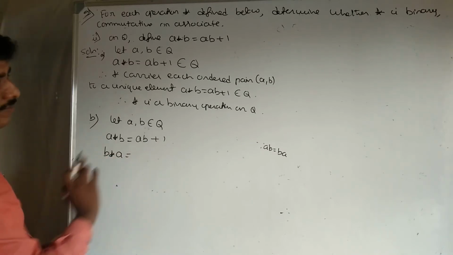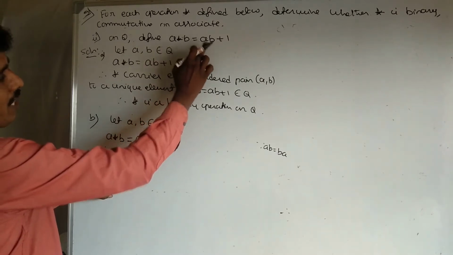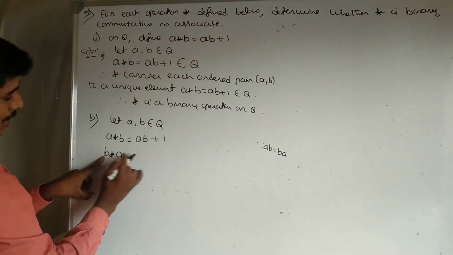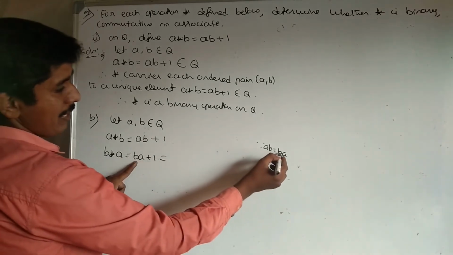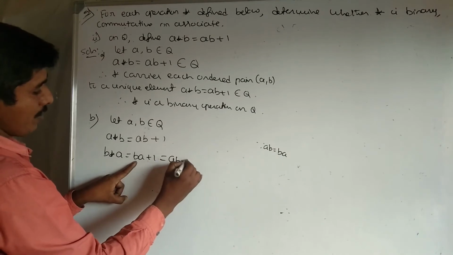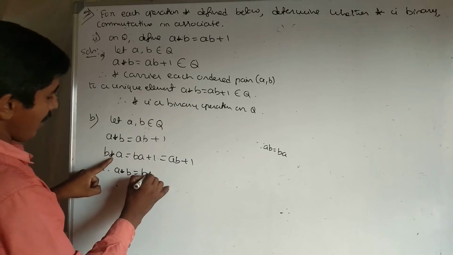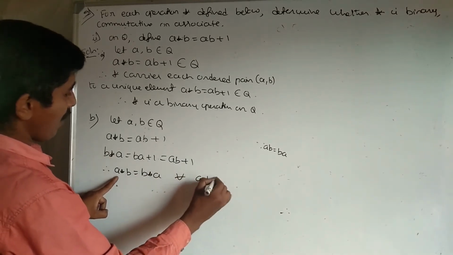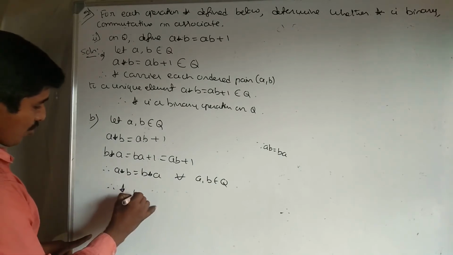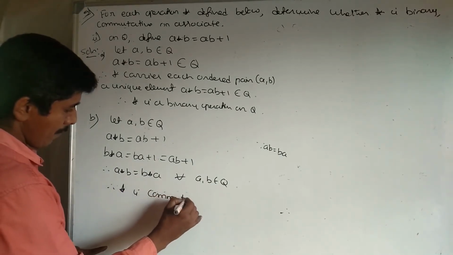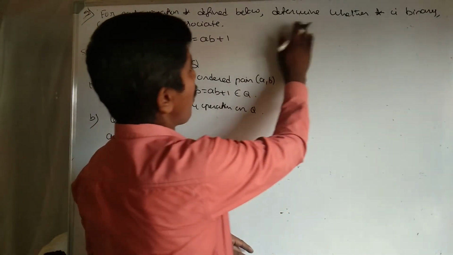Find B star A. Here the operation is defined: A star B is A into B plus 1. Here B star A is B into A plus 1. We can write BA equal to AB, so BA plus 1 equals AB plus 1. Both are equal. Therefore A star B equal to B star A for all A, B belonging to Q. Clearly star is commutative.